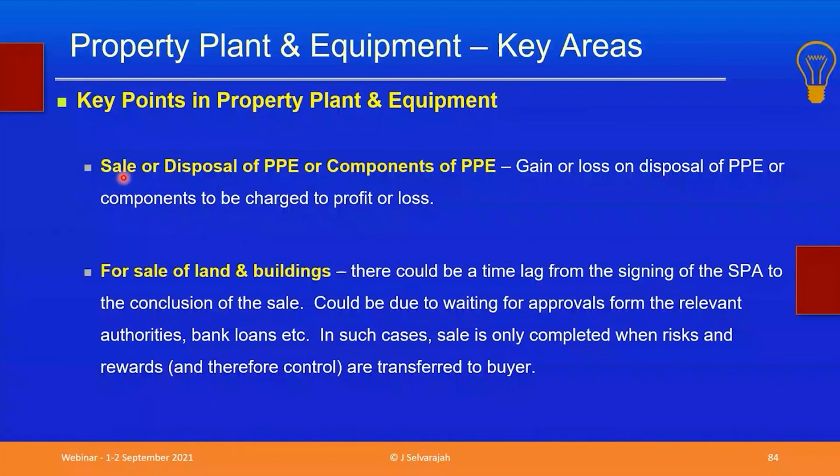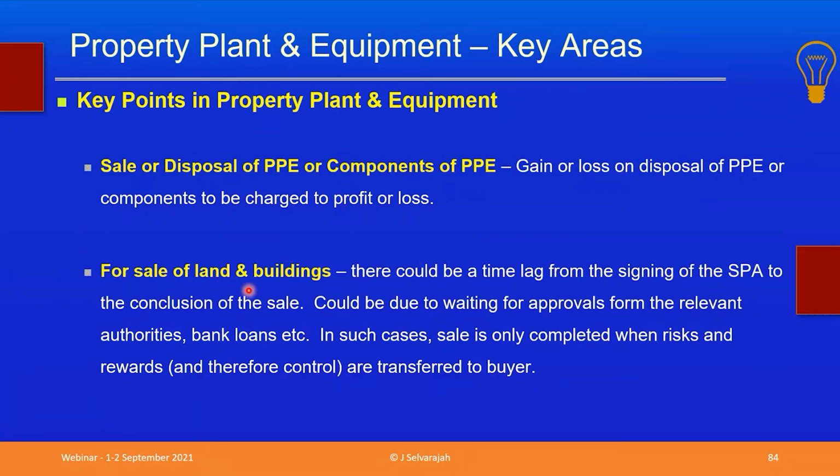Now, sale or disposal of the PPE or a component. So if you take out that motor and then you sell it, maybe at a second-hand price, you have a net book value after depreciation, you have a selling price, and you get a gain or loss on the disposal, which goes to the P&L account, all right, for that motor.